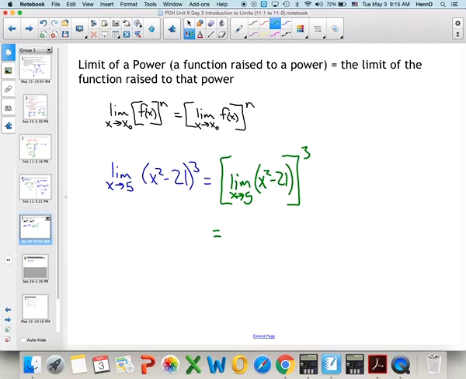Now, what's the limit as x approaches 5 of x squared minus 21? What? 4. Okay, good. 5 squared, this is a polynomial, so I'm using direct substitution. 25 minus 21 is 4. So that's the limit. And that's what I'm going to cube. 4 cubed is 64. Okay.